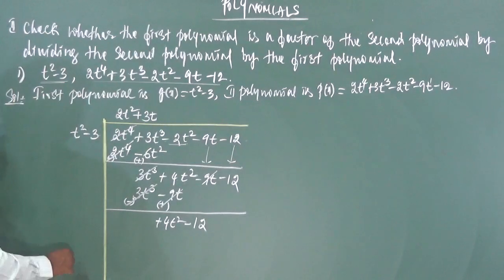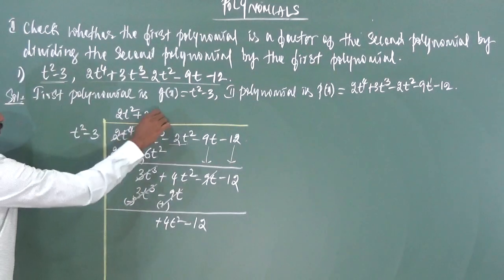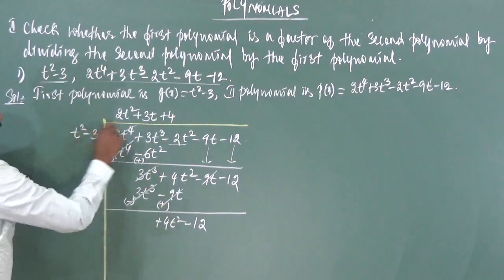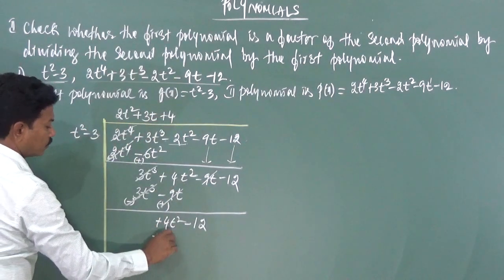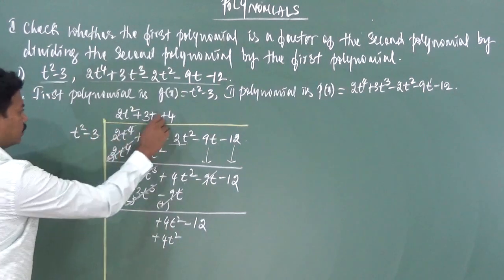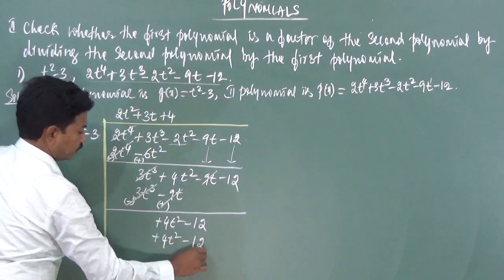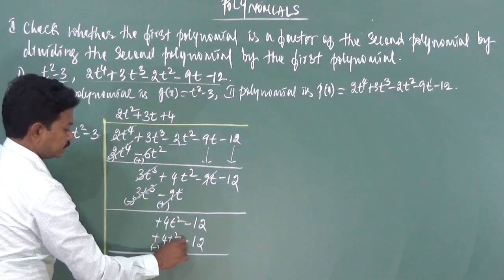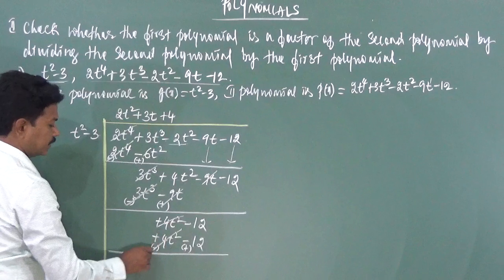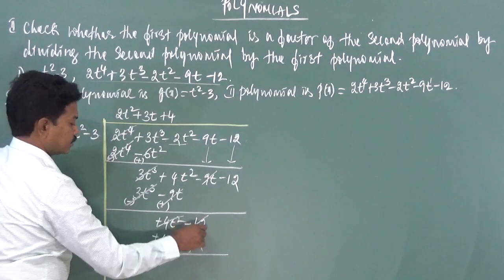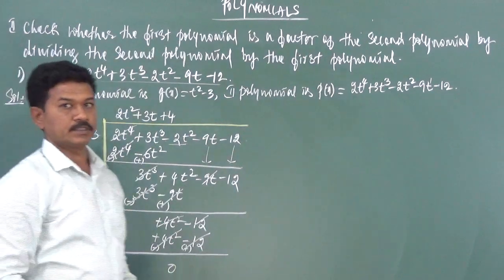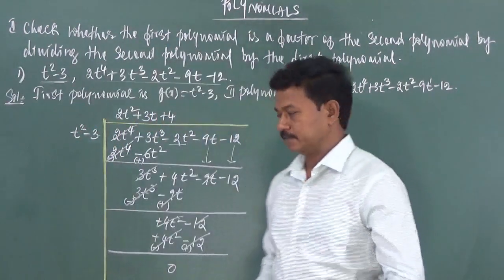So again we will go with the algorithm. t square into what gives you 4t square? So it is plus 4. t square into plus 4 is plus 4t square. Minus 3 into plus 4 is minus 12. So we have to subtract this from this. Sign changes. Okay. Plus 4t square minus 4t square cancels. Minus 12 plus 12 cancels. And the remainder is 0. So successfully we have got the remainder as 0.